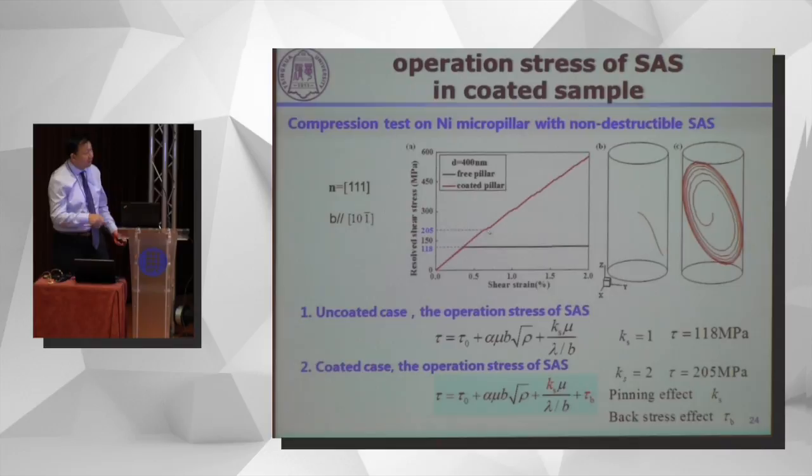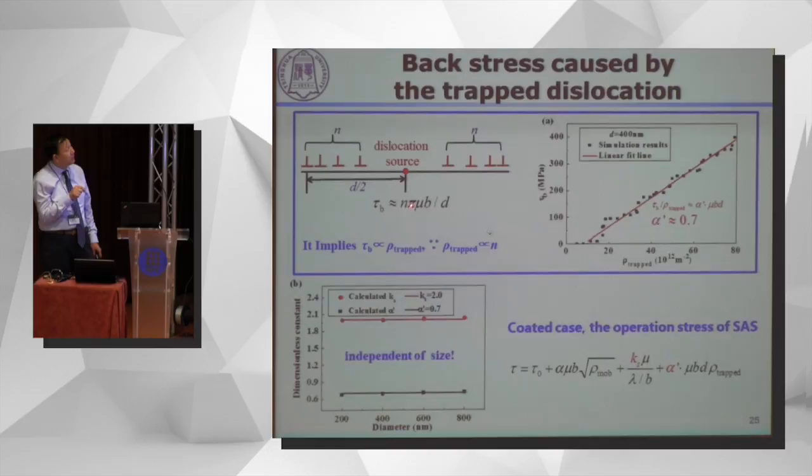We have the back stress, which is proportional to the shear modulus times the Burgers vector over the diameter of the pillars. We can fix these numbers, and we get the factor 0.7. This alpha is almost constant at 0.7 for different pillar diameters, and Ks is also almost constant, equal to 2, for different diameters of pillars.